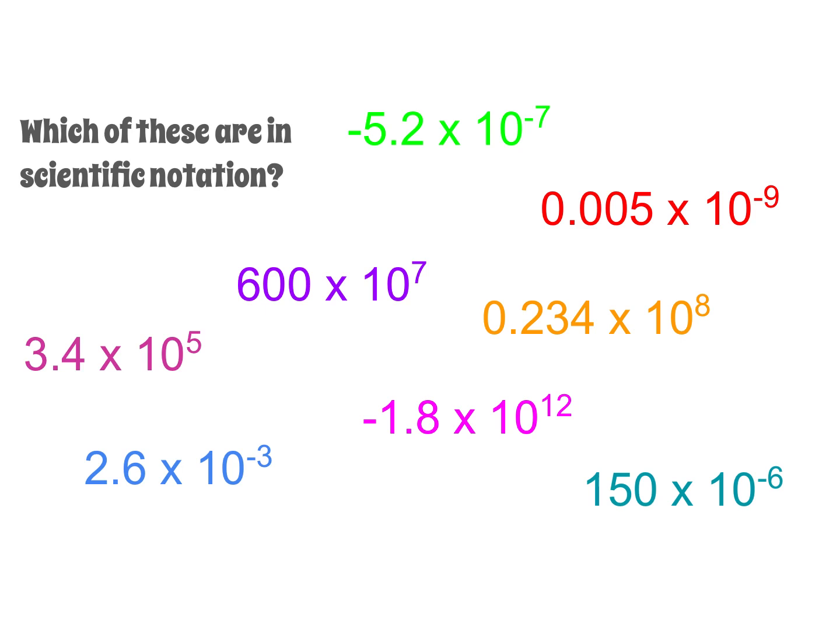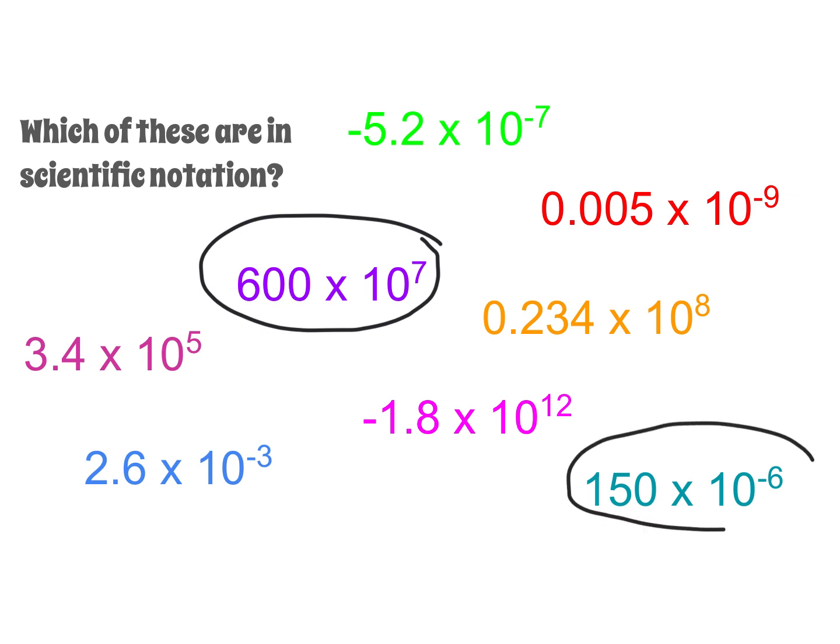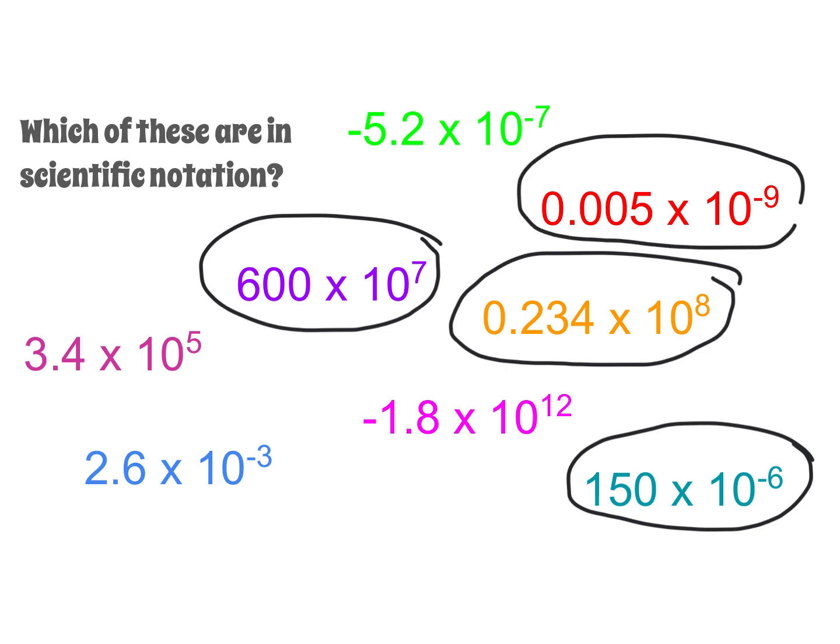So just a quick reminder, take a look at this slide right here, and think about the ones that are in scientific notation and are not in scientific notation, and see if you can just put your eyes on some that are not in scientific notation. So you should hopefully have pointed out that this purple one here, 600 times 10 to the 7th, is not in scientific notation. 150 times 10 to the negative 6 is not in scientific notation. And 0.234 times 10 to the 8th is not in scientific notation. Same with this red one here. These are not in scientific notation.